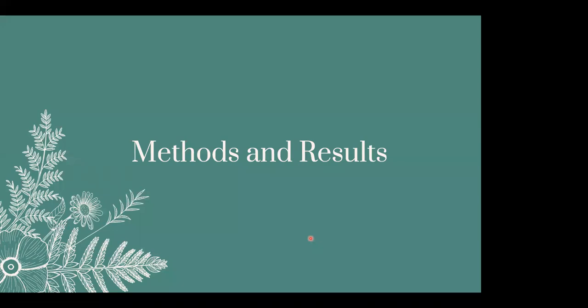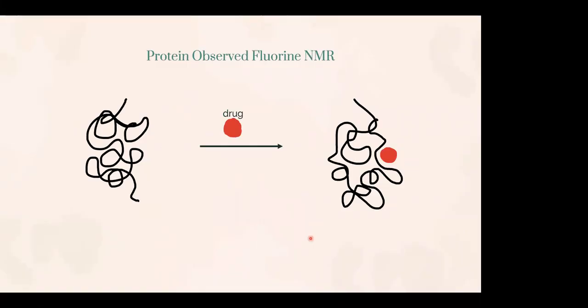So now I'm going to walk you through my methods and some of the theories behind them and the results that I got from them. So the first method that we tried was a method called protein-observed fluorine NMR. And protein-observed fluorine NMR, or PROF NMR, relies on the idea that when we have a protein and we introduce it to a drug, the conformation of that protein is going to change, and it's going to change specifically around the active site.